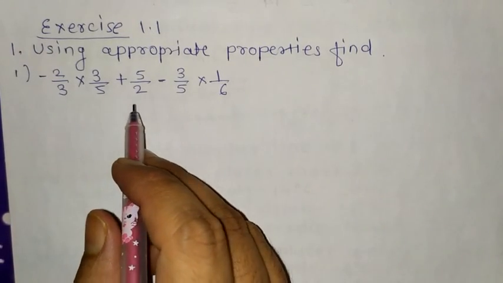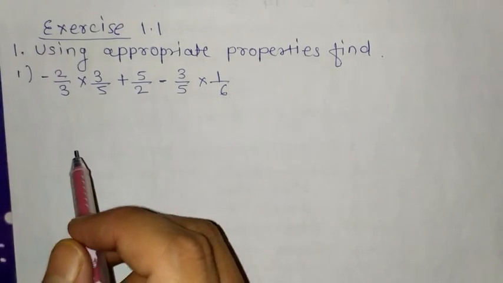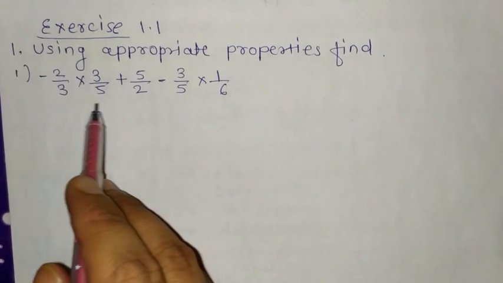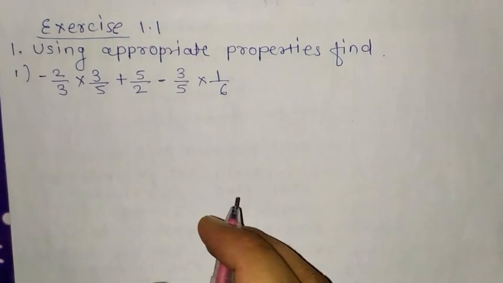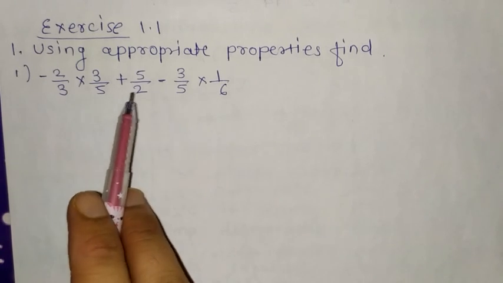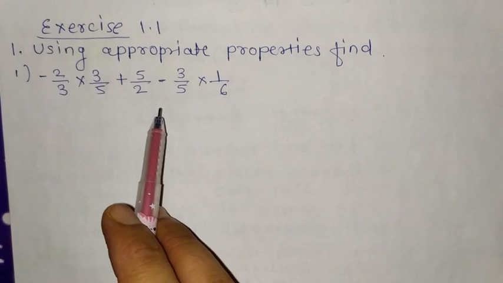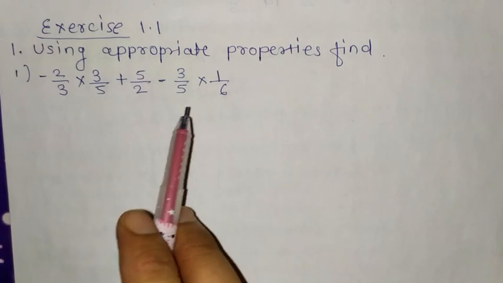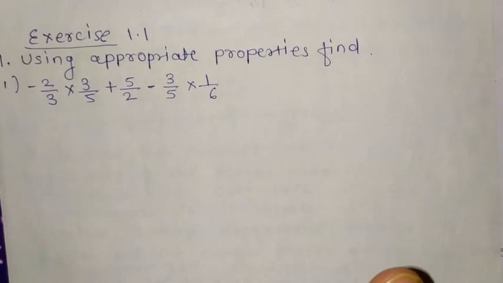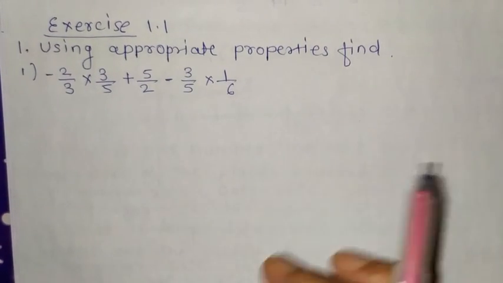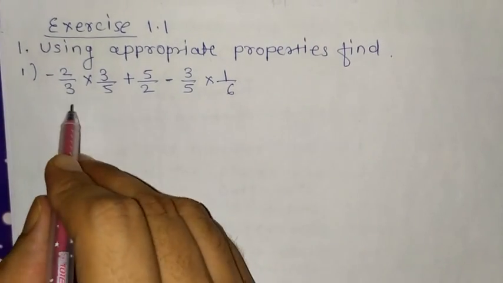So dear student, finally we are in the exercise part. First question is, using appropriate properties you have to solve this example. Till now we have learned some properties like associative, distributive, commutative. While solving, mostly commutative and distributive are used and they help us to solve the example in an easy way. So now we solve this.